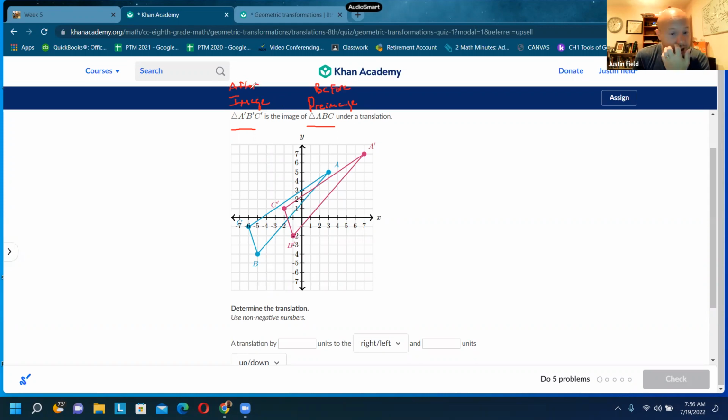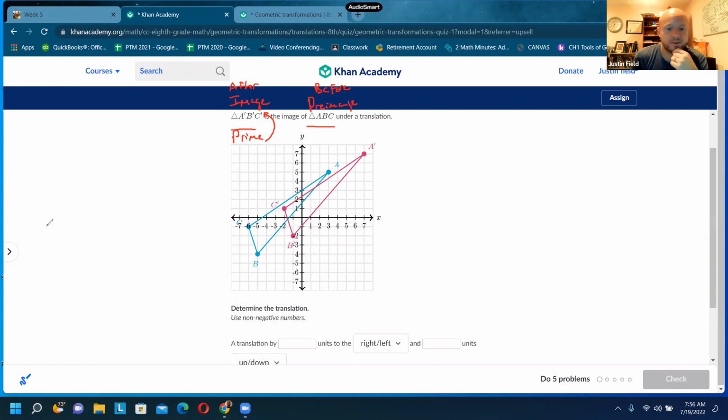That makes sense, right? Think about someone's image in a movie, you know, after they transform. There you go. And so those little things are called primes. So A prime, B prime, C prime. That's triangle A prime, B prime, C prime. That is how you would say it.